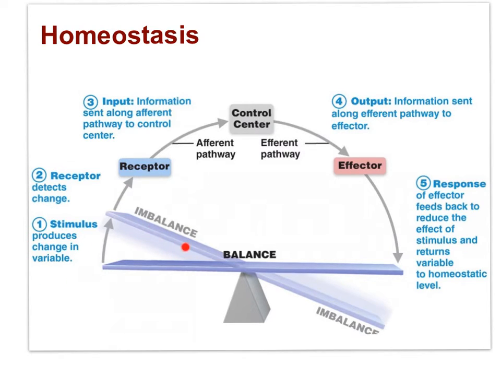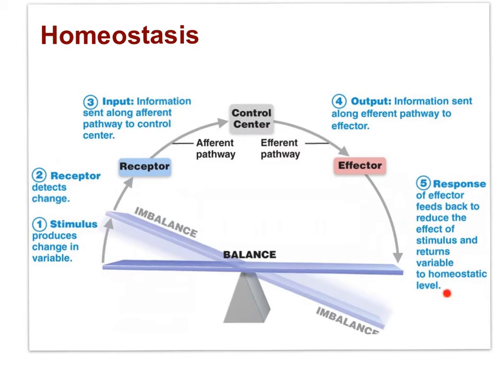There is an imbalance, a threat. Signals, impulses are sent along afferent neurons toward the central nervous system, toward the brain particularly. The brain processes the information and sends signals, impulses, along efferent neurons to effectors, muscles or glands that result in an increase in your heart rate, dilation of your pupils, cause you to move.